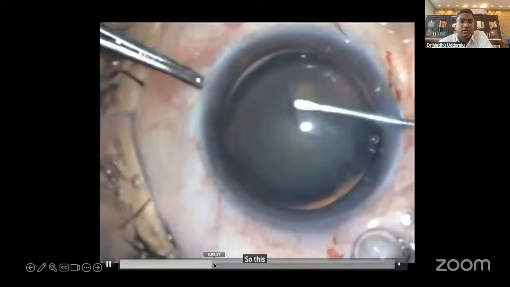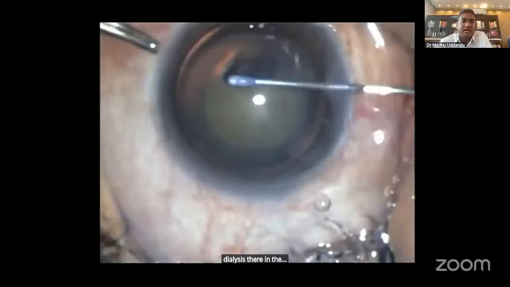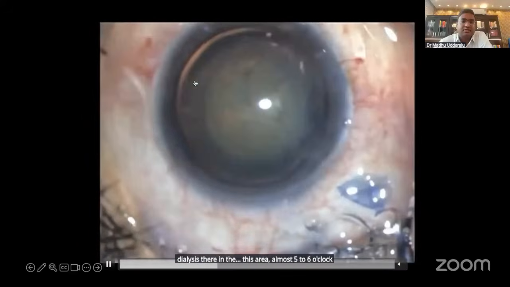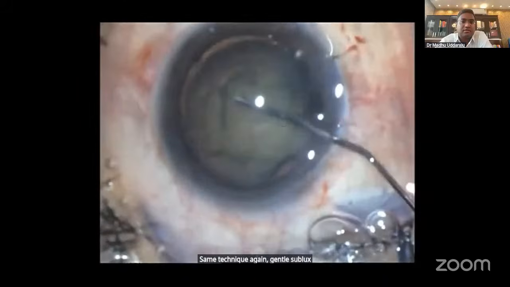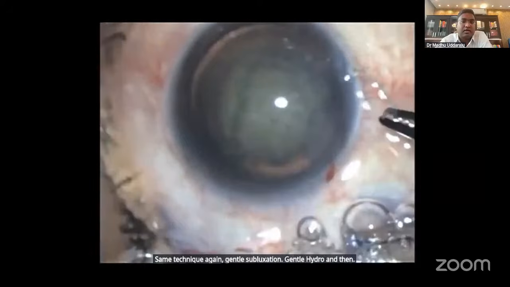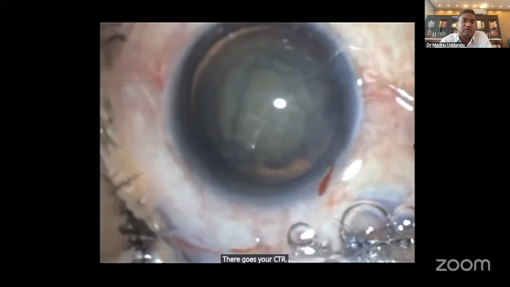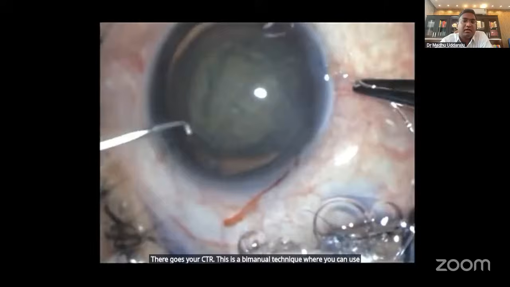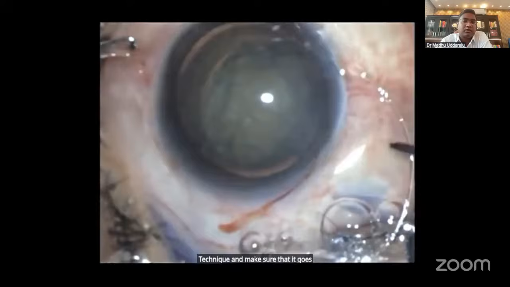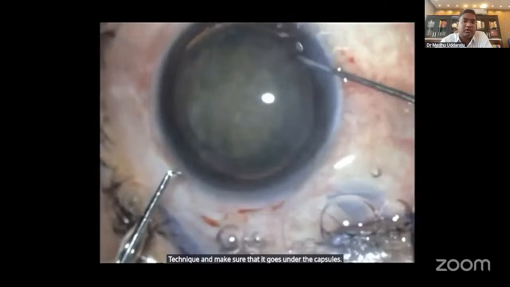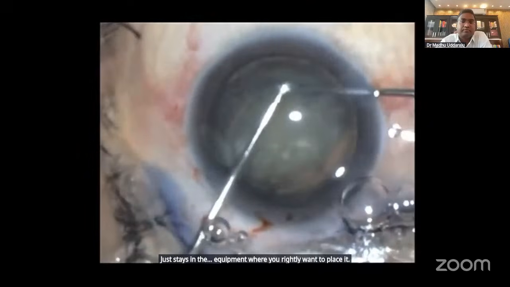So this is one more case where you can see the dialysis there in this area, almost 5 to 6 clock hours there. Same technique again, gentle subluxation, gentle hydro, and then there goes your CTR. This is a bimanual technique where you can use the other dialer to guide this technique and make sure that it goes under the capsules, just stays in the equator where you rightly want to place it. So that's the bimanual technique.